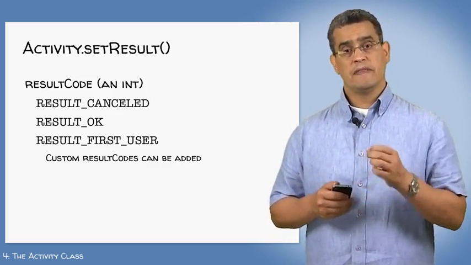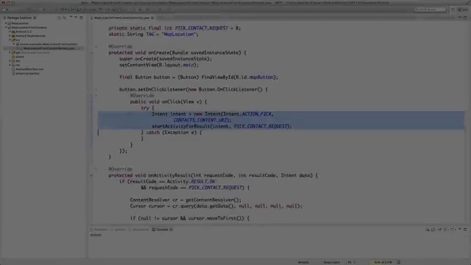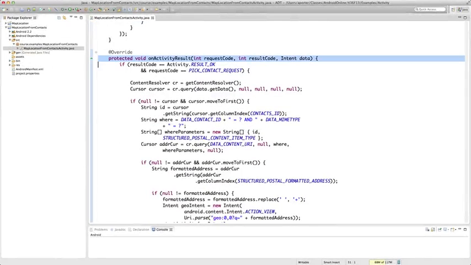So let's take a look at that code in the MapLocation from Contacts application. Here's onActivityResult. As you can see, its parameters include the initial request code that was passed into startActivityForResult, the result code used by the started activity when it called setResult, and an intent object if it was passed in when setResult was called.